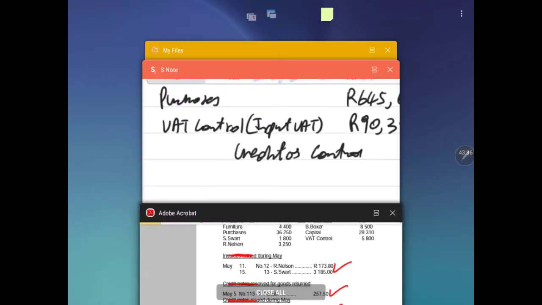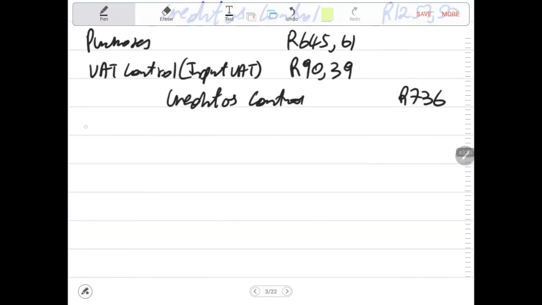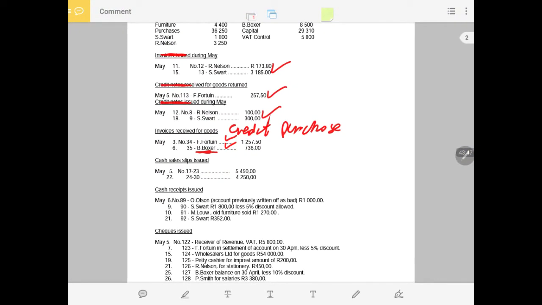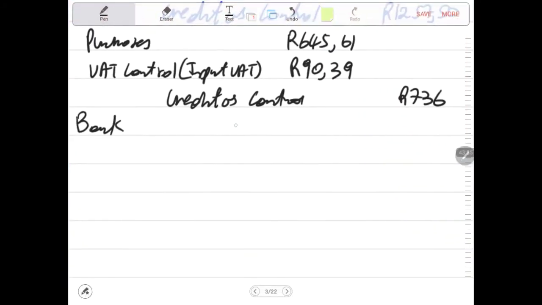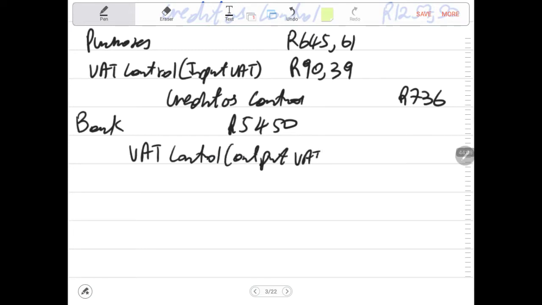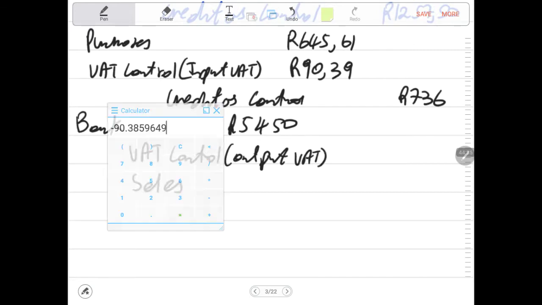sale. So now in this case, we just go and we say debit bank. Why? Because money was received, inventory was sold for cash. How much is the money that was received? 5,450 was received. Inventory is going out. Output VAT must be recorded, which is VAT control. And our sales must increase because we sold inventory.